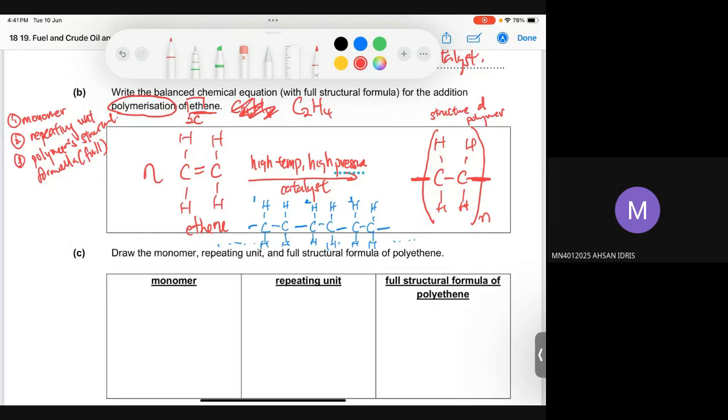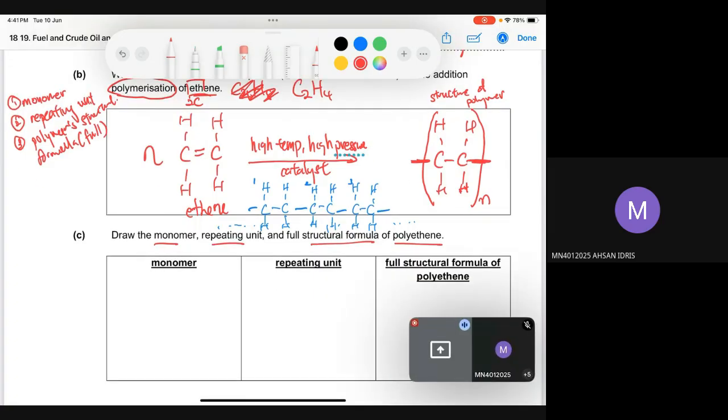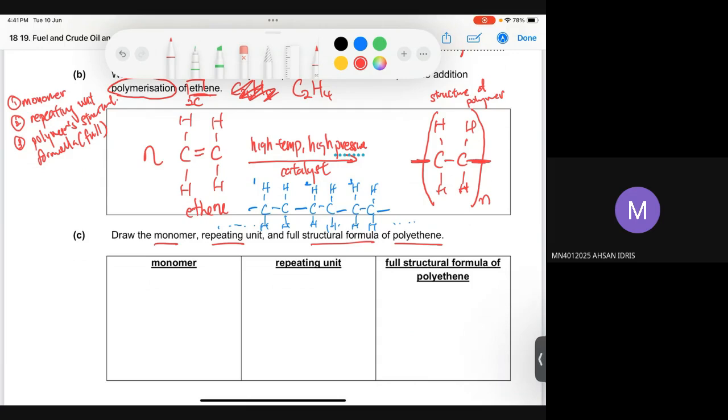Okay. So as I mentioned, you're going to look at this thing called a monomer, the repeating unit, and the polyethylene structural formula of the polymer. So let's go based on what we have. The full structural formula of the polyethylene is actually what we just drew. So I'm going to draw it again. This is the full structural formula of the polyethylene. You must show every single bond that's inside. Then you put N. It is the bracket with the N.